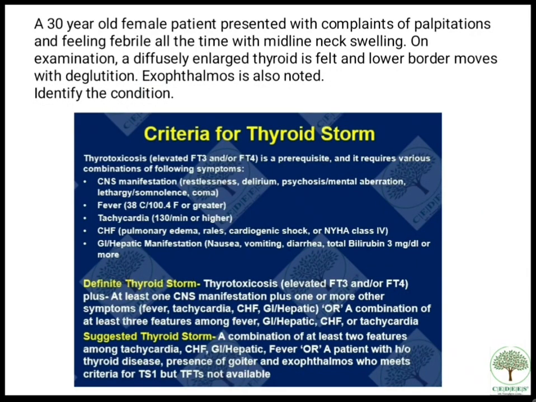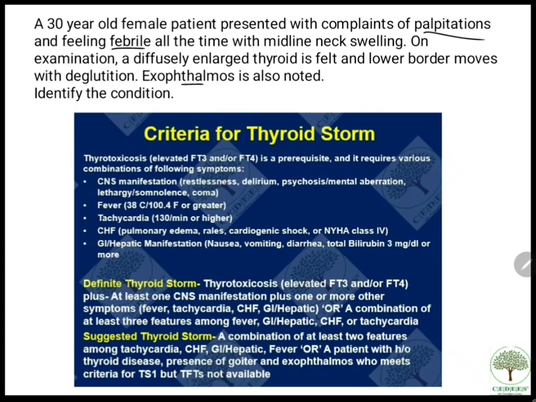Now the next question is a clinical condition. A 30-year-old female patient presented with complaints of palpitations and feeling febrile all the time with midline neck swelling. On examination, a diffusely enlarged thyroid is felt and lower border moves with deglutition along with exophthalmos. Now, looking at the complaints, which is palpitations, that is increased heart rate or tachycardia, feeling febrile, that is a high temperature, a midline neck swelling which moves with deglutition, definitely is a thyroid swelling, and exophthalmos.